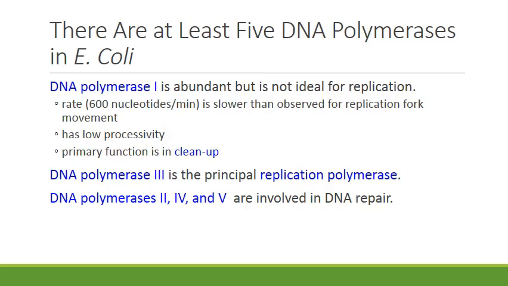In E. coli, as I mentioned, there are at least 5 DNA polymerases. DNA polymerase 1 was the one that was first discovered. It is abundant in the cell, but it's not ideal for replication. Its replication rate is about 600 nucleotides per minute, which is slower than the observed replication fork. And it has a low processivity, so it tends to dissociate quickly from the DNA. The primary function that we found for DNA polymerase 1 is actually cleanup, and we'll talk about that process in a second.